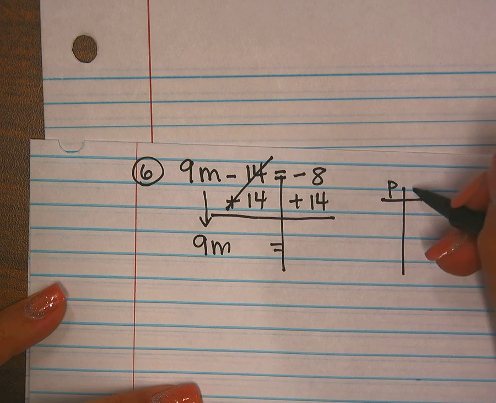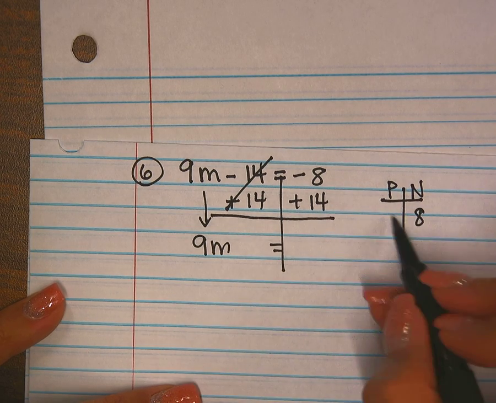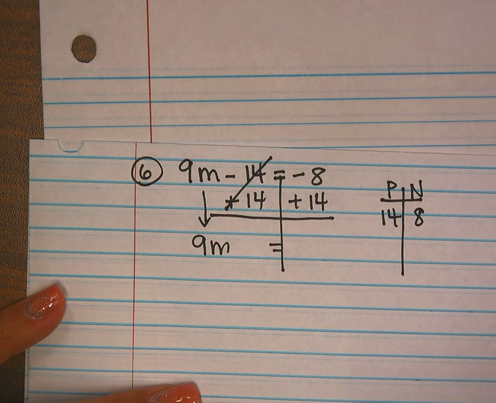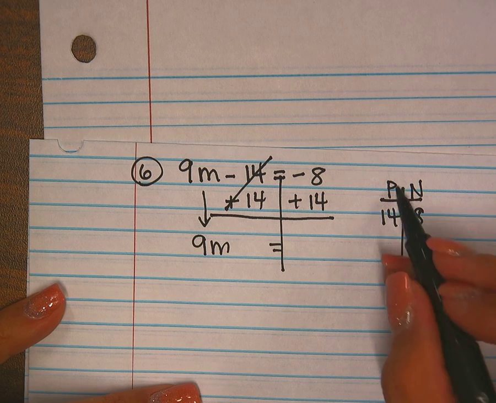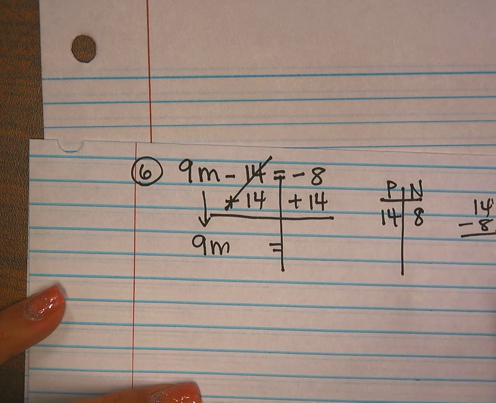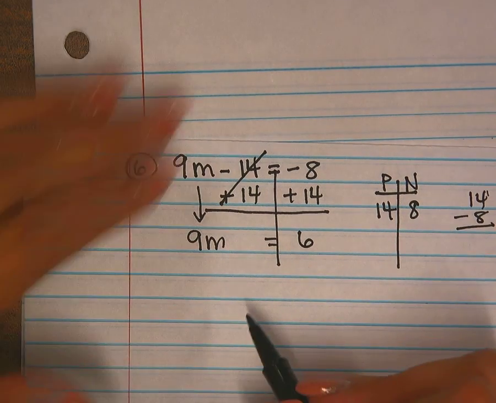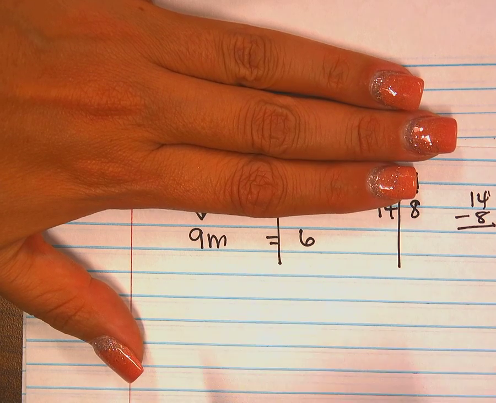I could set up my scoreboard. 8 points belong to the negatives. 14 points belong to the positives. So I know that my answer is positive. And then I would say, well, the Panthers won, but by how many points? You could even pull to the side and work it out. The answer is 6.